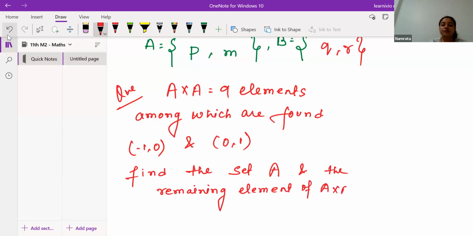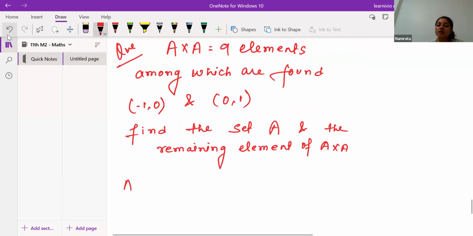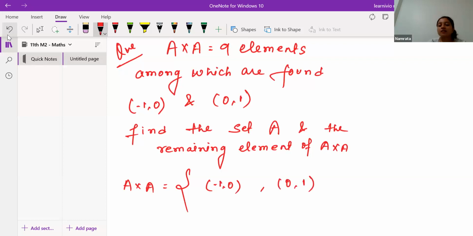So A cross A, total 9 elements are there. In which 2 elements are already given, like (-1, 0) is given and (0, 1) is given. And like this, 1 2 3 4 5 6 7 8 9. The rest of the ordered pairs are not known. All right. Okay. Find the set A.